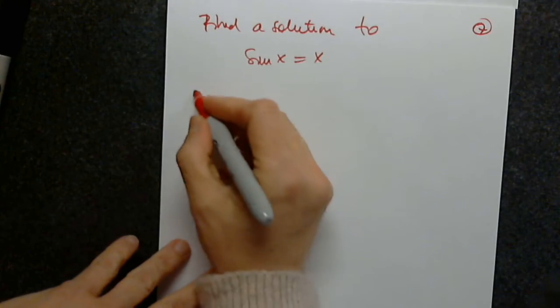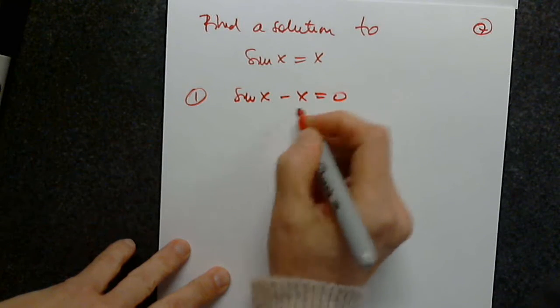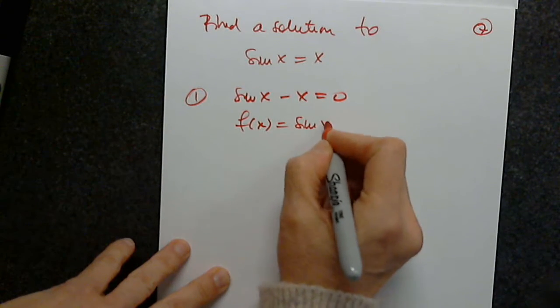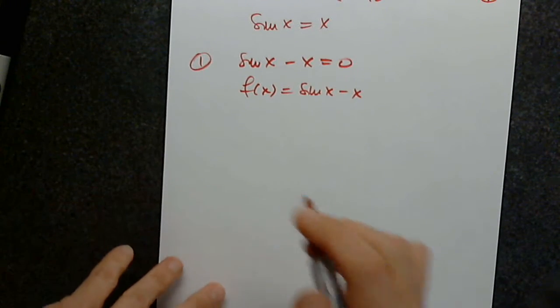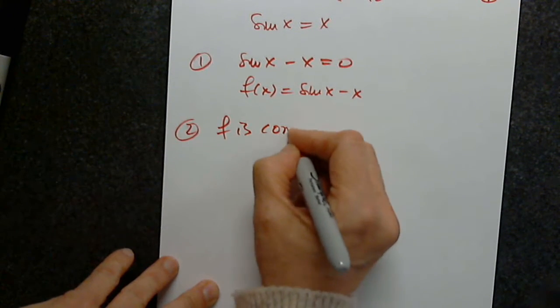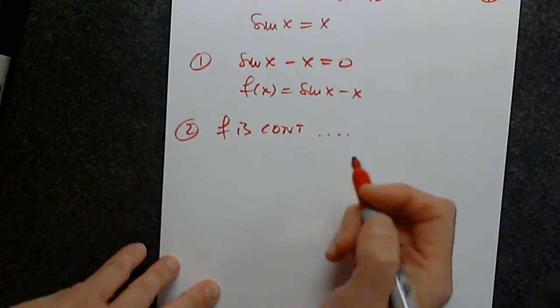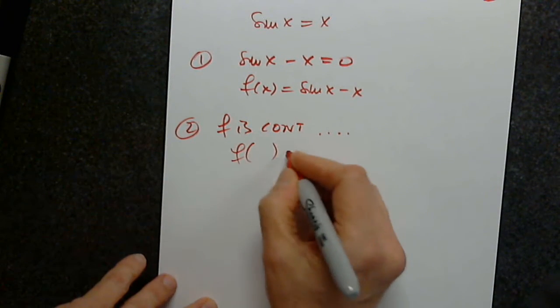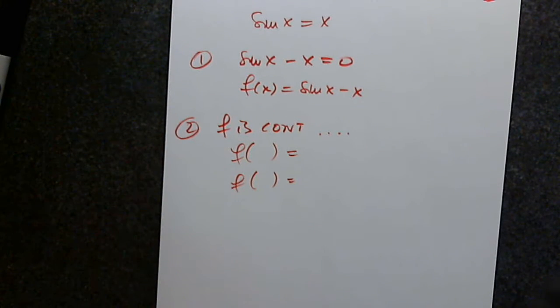Okay, so in step 1, I write sine x minus x equals 0 and denote f of x by sine x minus x. In step 2, I have to write that f is continuous on, I don't know, I'll have to check. And I have to find f of those endpoints. So let's put the function in, sine x minus x, and try to find an interval of 1 unit length. It can be smaller, but not bigger. You cannot say it's between -5 and 10.